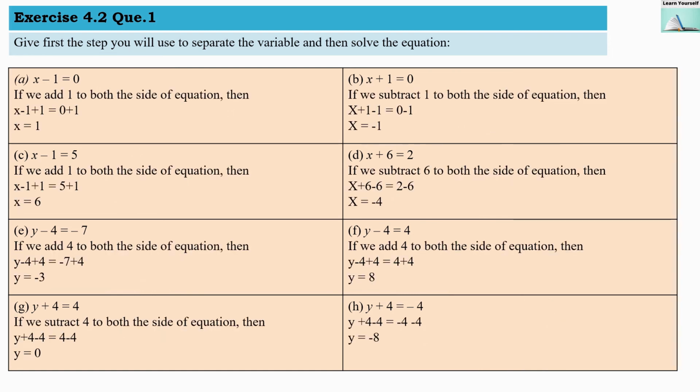Now this is the pattern. With this pattern, we have to write in our notebook a statement about what operation we are going to do on the equation. That if we add 1 to both sides of the equation, then what will happen? Then we got this step, and after that we solved this and we got x equals 1. So this is how you can write it in your notebook.